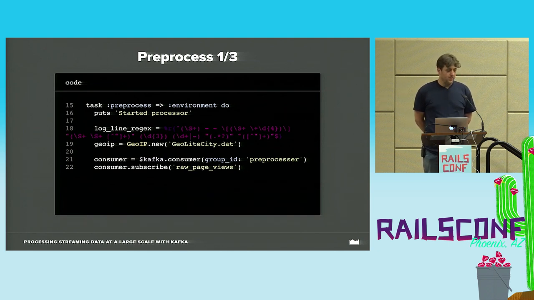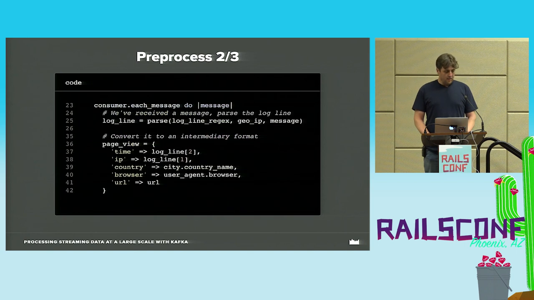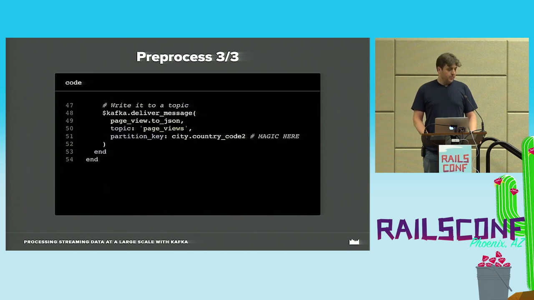And then we set up a consumer, and we ask it to read data from the raw page views topic. So this is the topic that we were just writing data to earlier, and we're actually getting it in this second rake task. And then for every message, we parse that log line with the GeoIP and regex thing, and then we just turn it into a nicely formatted hash. So there's the time in there, the IP address, country, browser, and URL. So we actually have properly formatted data we can do something with in the final step. Then we write this out to the second topic.